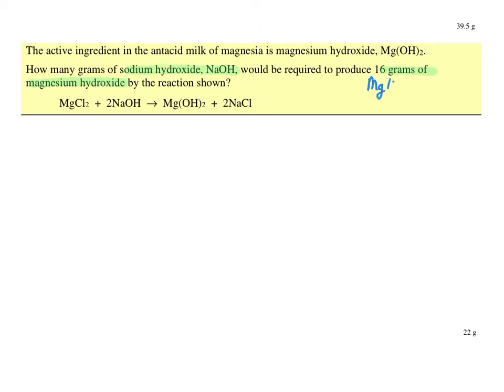Magnesium hydroxide has a formula weight of 58.33 grams per mole. Okay, you can confirm that on your own. And sodium hydroxide is 40.01 grams per mole.